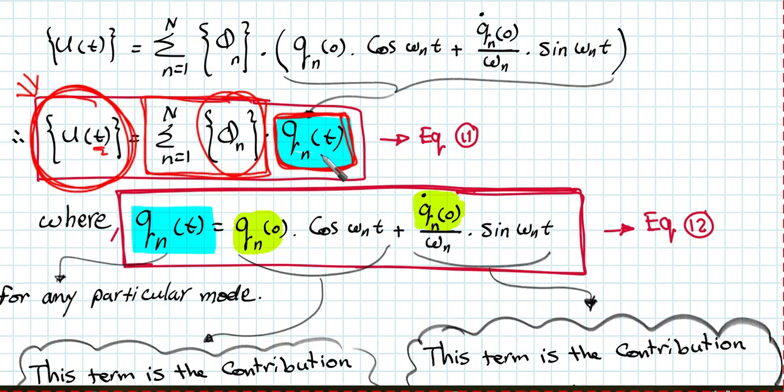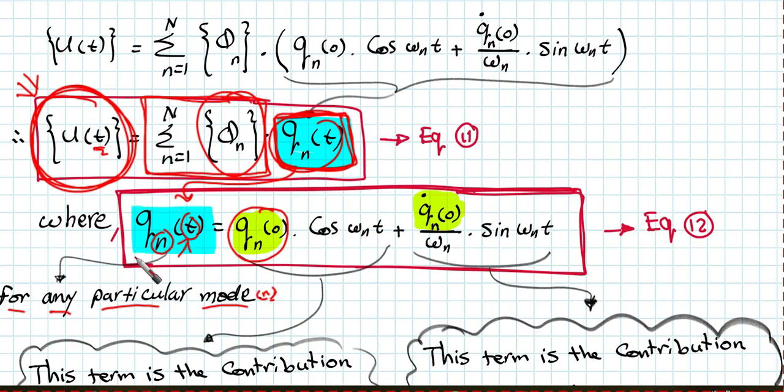Okay? Remember, QNT equals Qn node cosine omega n t plus Q dot n node over omega n sine omega n t. This is what we are going to call equation 12. I'm going to recall these equations in the next lecture. Okay, so again, what is the meaning of n here? It is for any particular mode. T, why is it t here? Because it is changing with time. We're not describing a specific time here. It is generic, it is general.